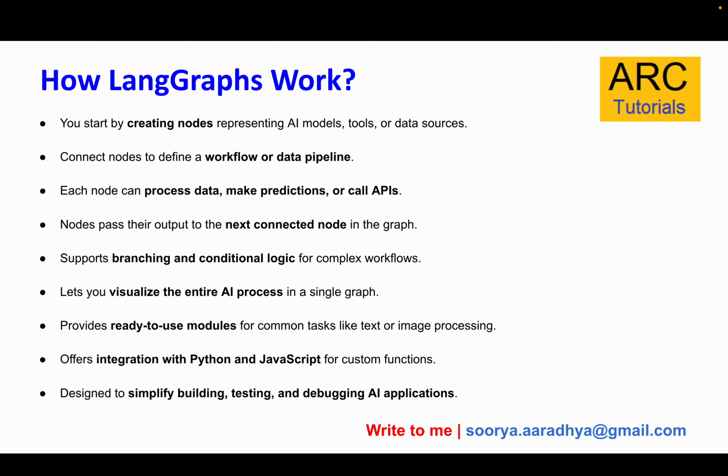Now, how does LangGraph work? You start by creating nodes, right? Every graph is nothing but nodes. And one node will represent an AI model, a tool, or a data source. It connects nodes to define a workflow or data pipeline. Each node can process data, make predictions, or call APIs. Then that node will pass on its output to the next connected node in the workflow, and so on and so forth.